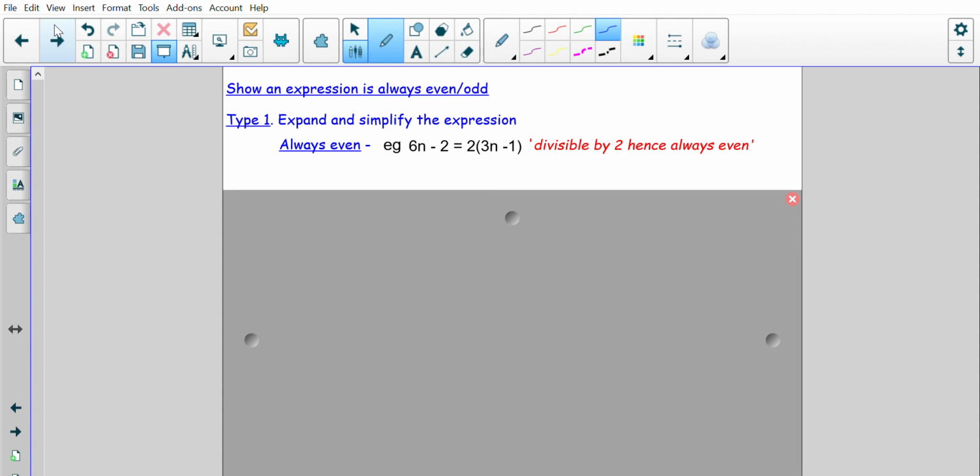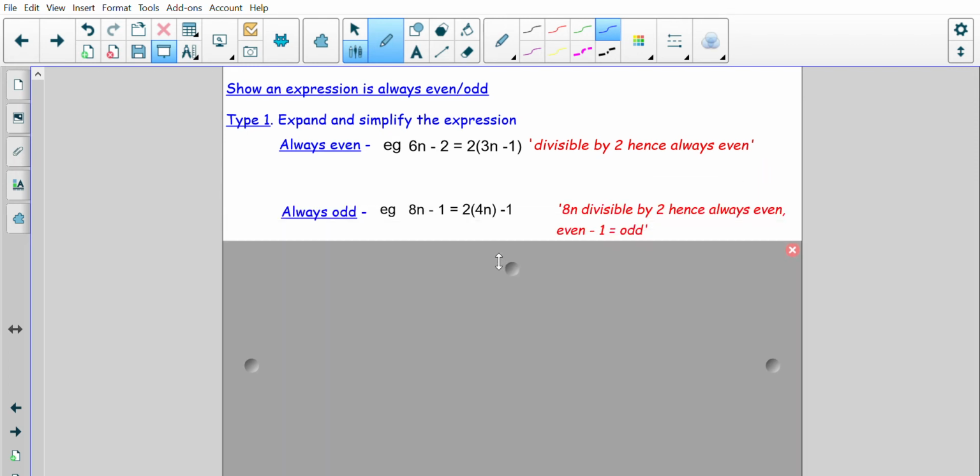Okay, another type of proof is we can be asked to show that an expression is always even or always odd. So again, the expression that we're given, we can expand and simplify it. For example, if we'd ended up with 6n minus 2, we could take a factor of 2 out, and then we could write a proof statement saying it's divisible by 2, hence always even.